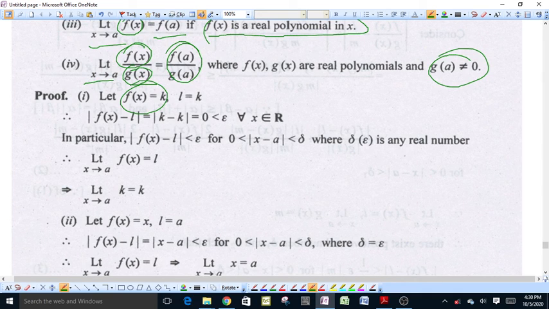Suppose f(x) is a constant k and the limit L is also equal to k. Then f(x)−L is equal to k−k, which is equal to 0, and suppose this is less than epsilon for all real numbers. That is, |f(x)−L| is less than epsilon whenever |x−a| is less than delta. This means the limit of f(x) as x equals a is equal to L, that is, the limit of k as x equals a is equal to k.